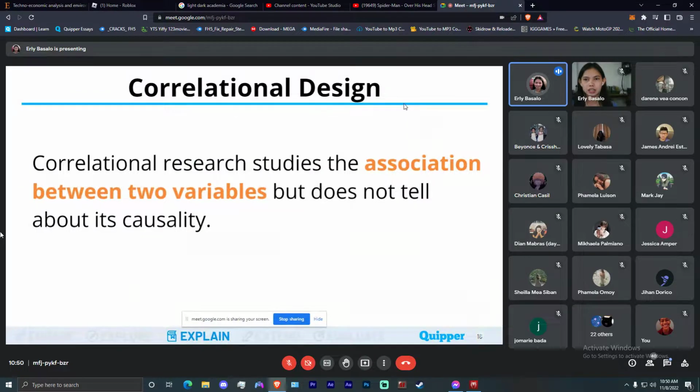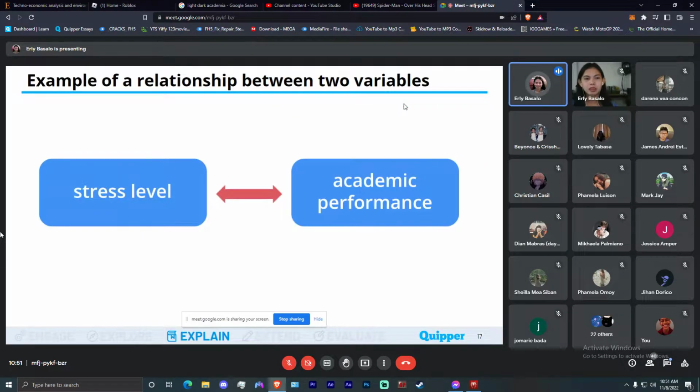Next, let's proceed to correlational design. Correlational design studies the association between two variables but does not tell about its causality, meaning it studies the relationship between two variables but does not give exactly what is the cause and effect. Nag-describe lang siya unsay relationship between the two variables. So that is correlational design.